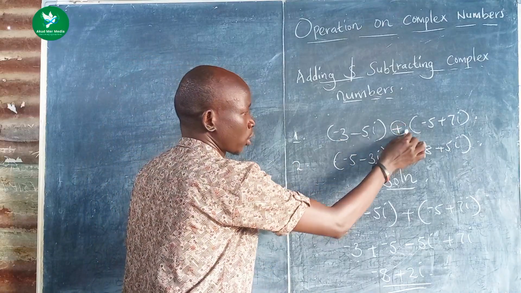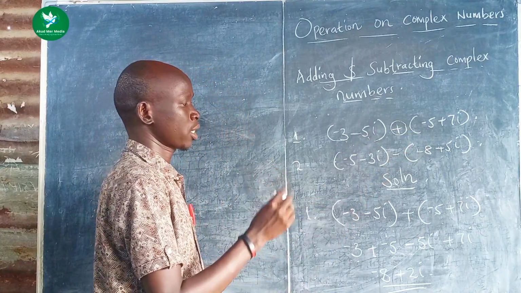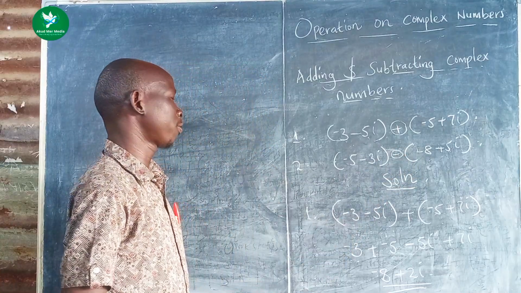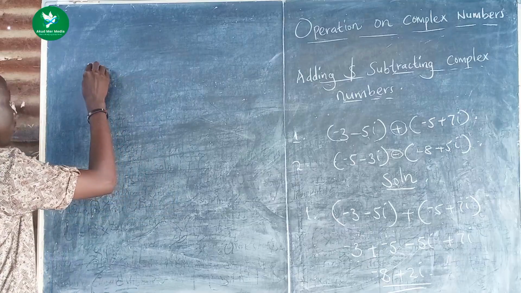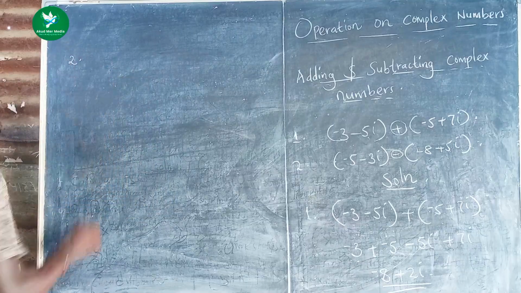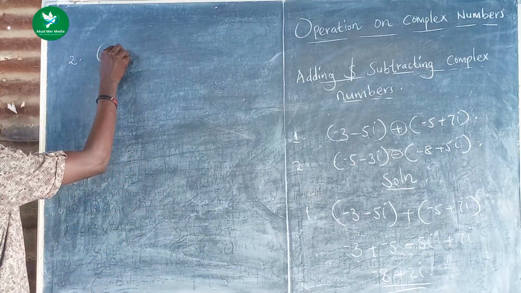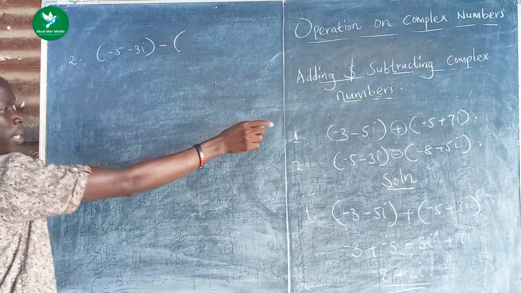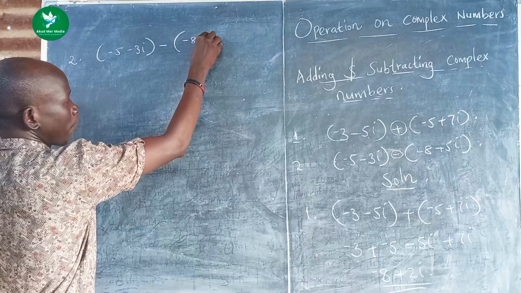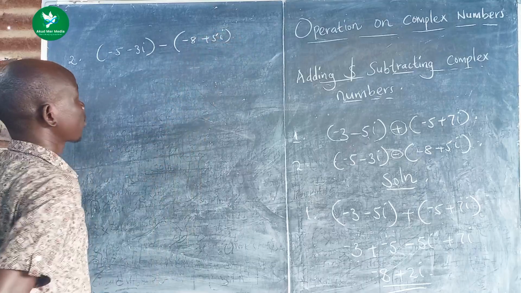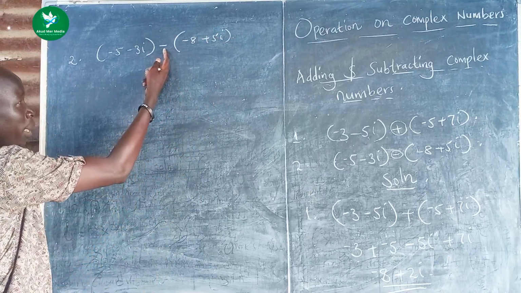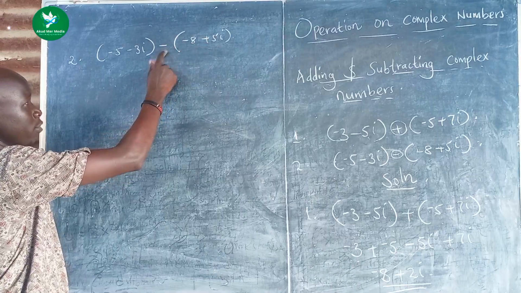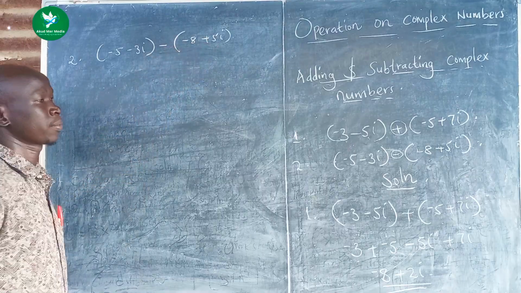That was addition of complex numbers. What about subtraction? Subtraction of complex numbers is number two. Number two here we have -5 minus 3i minus the other bracket, -8 plus 5i. You should be mindful of this negative when you open the bracket, because it is going to affect some values in the bracket.